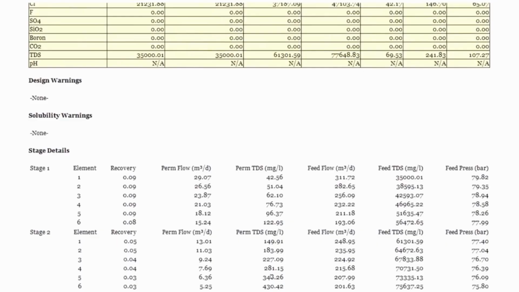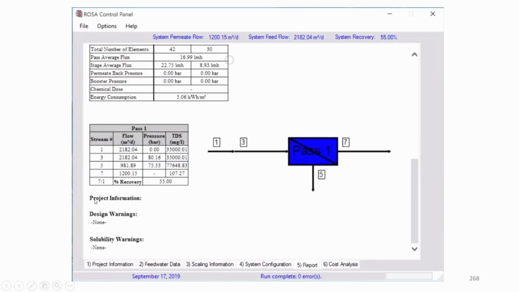To find this number, if you close the report, you can see these tables. In these tables, for the feed, concentrate, and permeate, where the permeate is number 7, you have information such as flow, pressure, and TDS. If you look at the TDS for number 7, which is the permeate, you can see the total permeate is 107.27. That is the range that we need.